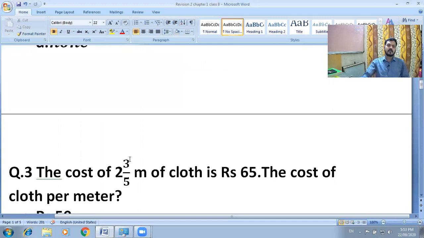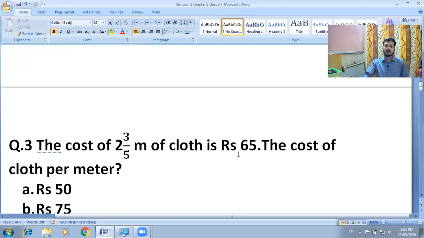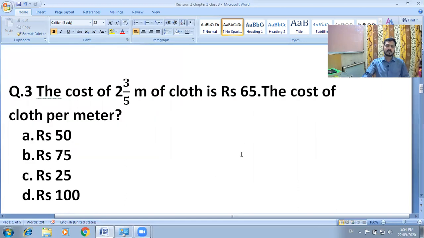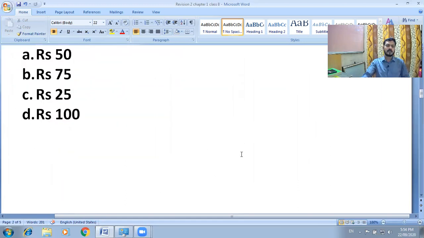Next, the cost of 2 and 3 by 5 meters of cloth is rupees 65. Given that the cost of 2 and 3 by 5 meters of cloth is rupees 65, what is the cost per meter? What is the cost of 1 meter? You know how we calculate the cost of one single object. Firstly, recall how you calculate the cost of one article. It is similar to the calculation for one article. Recall your concept of how to calculate.